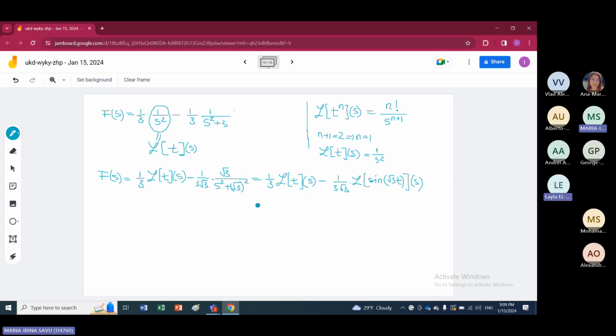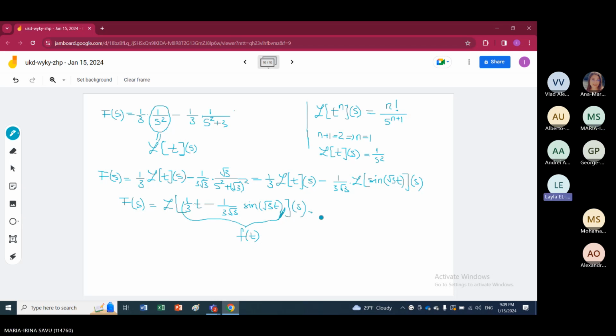And in the end, I have the limit of this operator. This is 1 over 3 times t minus 1 times sine square root of 3 t. And the function f of t, the original function, is this one. Okay, do you have questions?